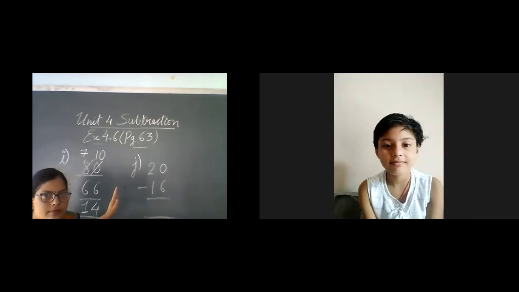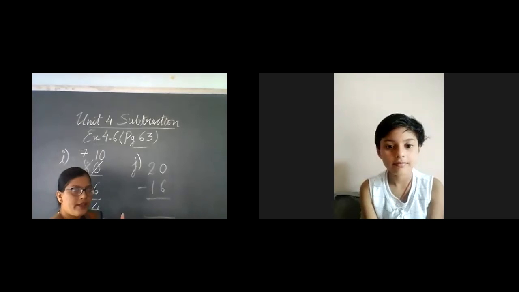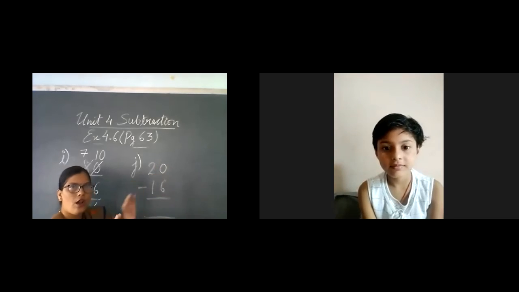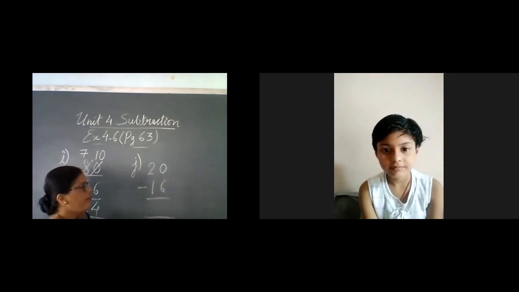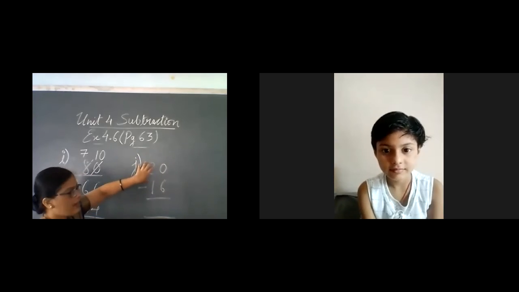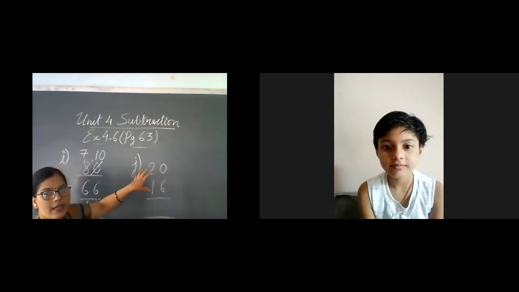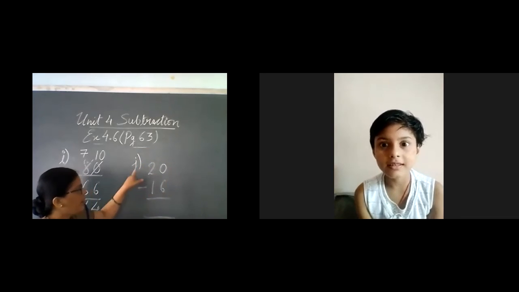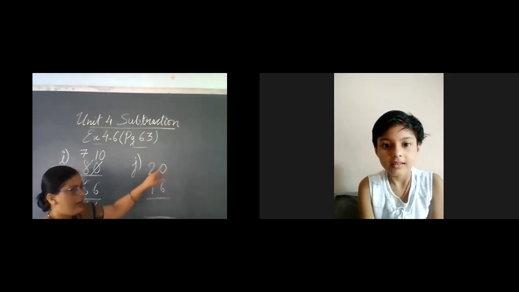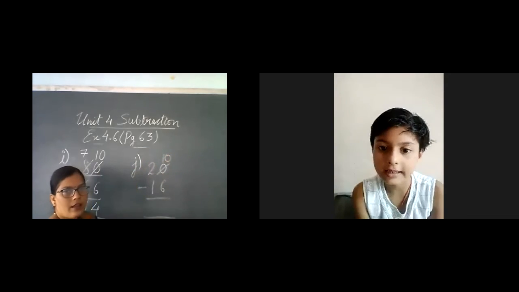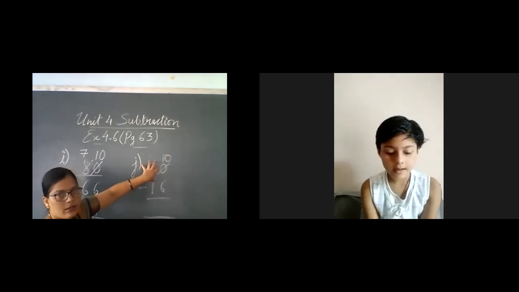Which number will we borrow from? You have to borrow. This 0 becomes 10. You all know this. But before that, what do we do? We borrow first, right? From which number will we borrow? When we take 1, it becomes 10. So what will be the change here?